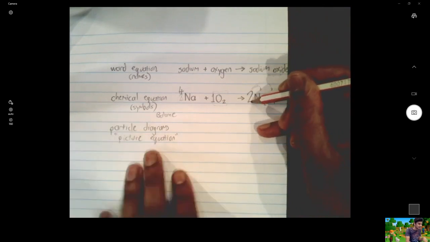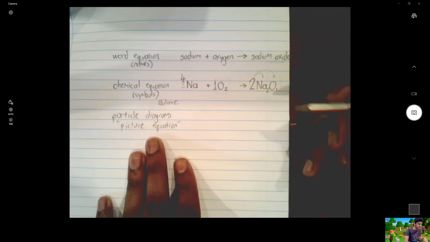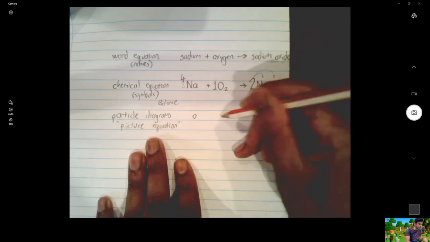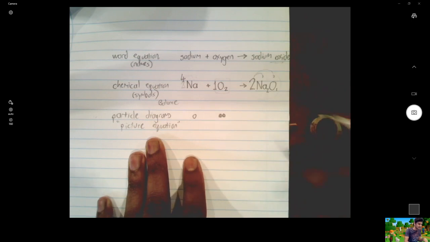All right, so then lastly, to draw this using particle diagrams, that's using little circles. Those circles will mean absolutely nothing unless you tell me what it is they're representing. And this is in the form of a key. And the key is simply using simple symbols to tell me which element is represented by which symbol.